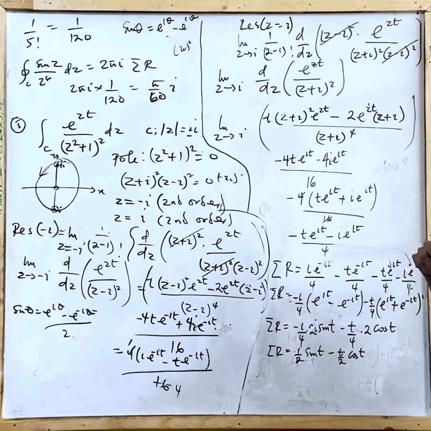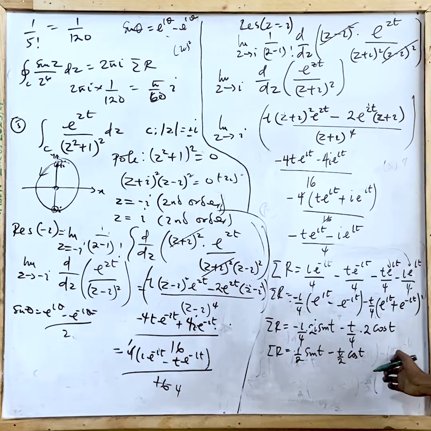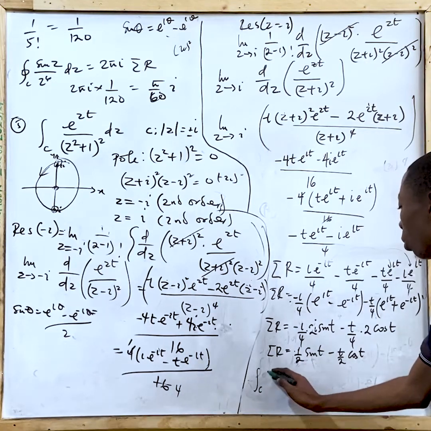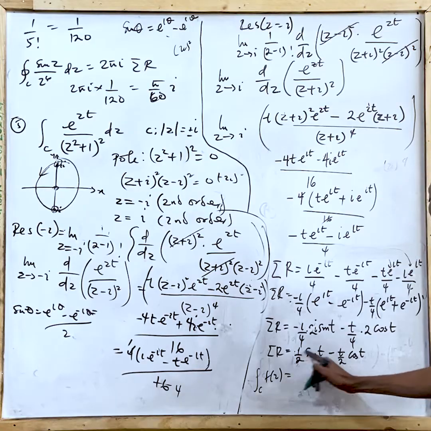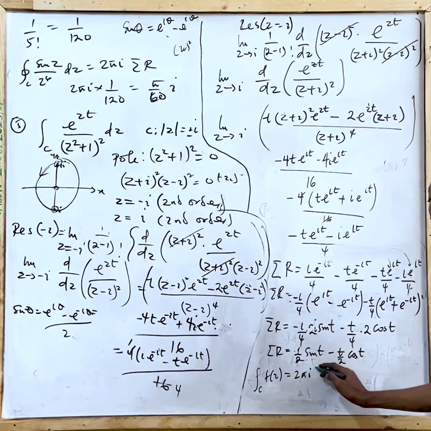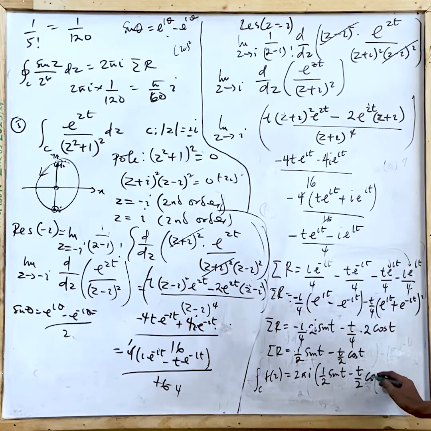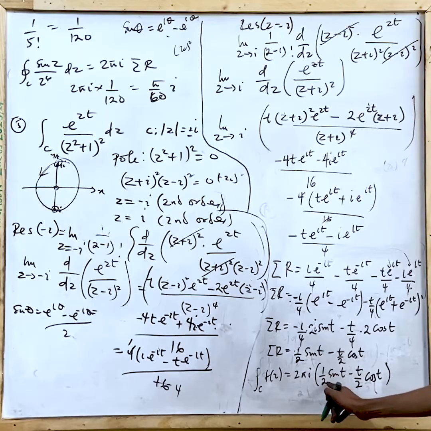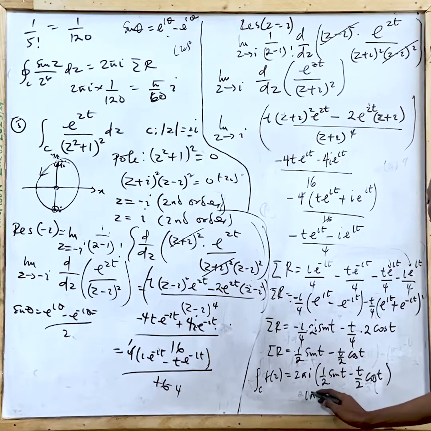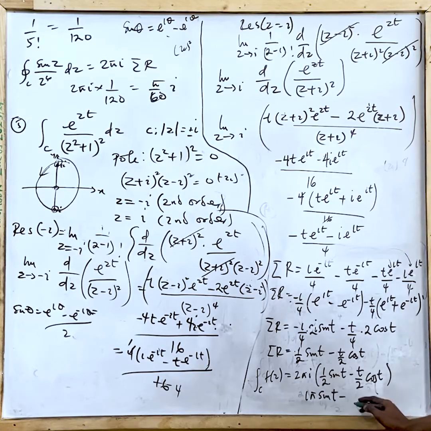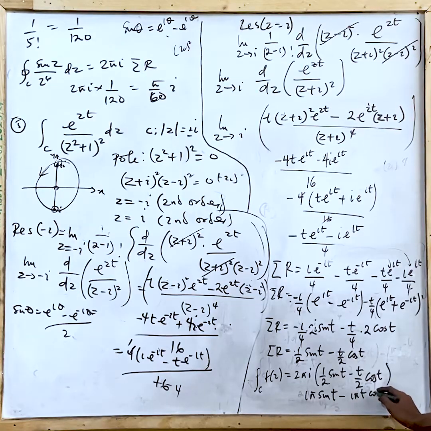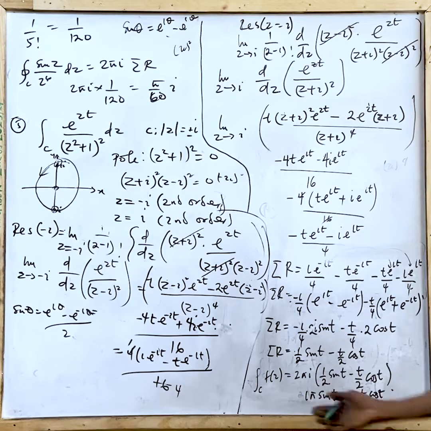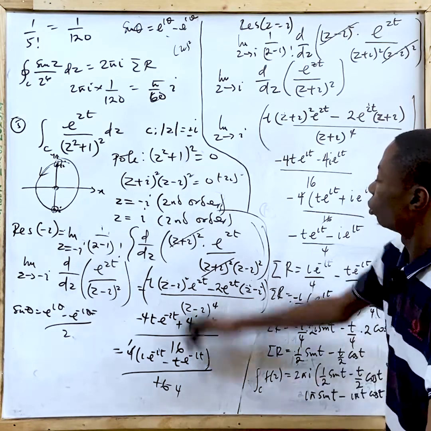And what is the residue say? We multiply by 2 pi I. So our solution is the integral of f of z is equal to 2 pi I multiplied by half sine t minus t over 2 cos t. So multiply this one by 2 pi I, 2 cancels 2. This will be I pi sine t. Multiply this one by 2 pi I, 2 cancels 2, I pi and t cos t. You can factorize I pi. So that is the solution of this problem.